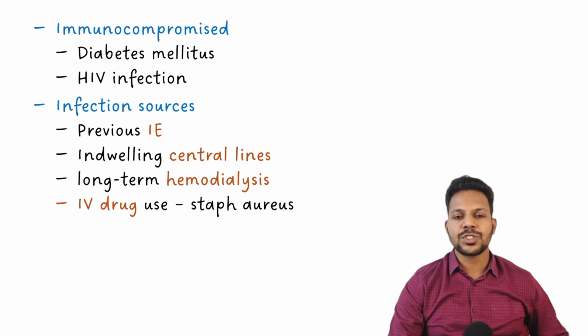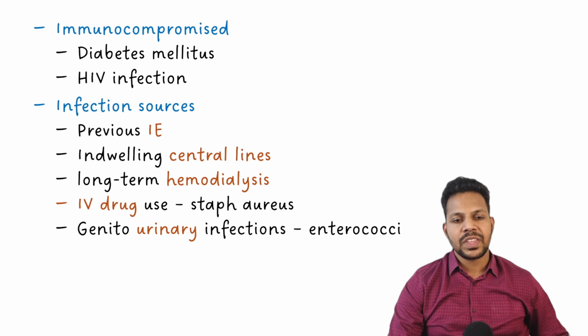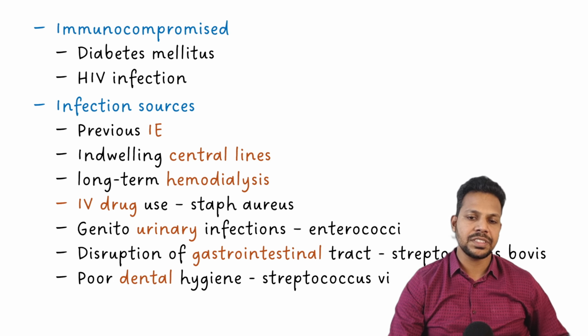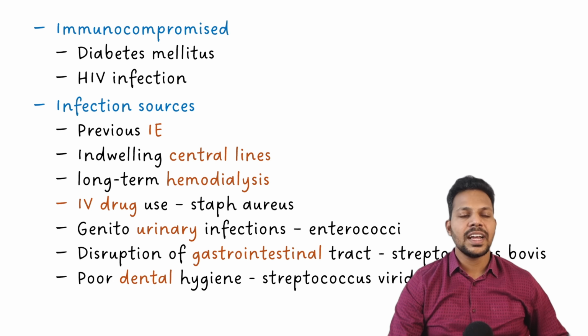The Staph aureus is the most common organism in these patients. Genitourinary tract infections can introduce enterococcus into the circulation. Disruption of the gastrointestinal tract can introduce Streptococcus bovis into the circulation. And finally, poor dental hygiene can introduce Streptococcus viridans into the circulation. So these are all the infection sources that may be seen in a patient of infective endocarditis.